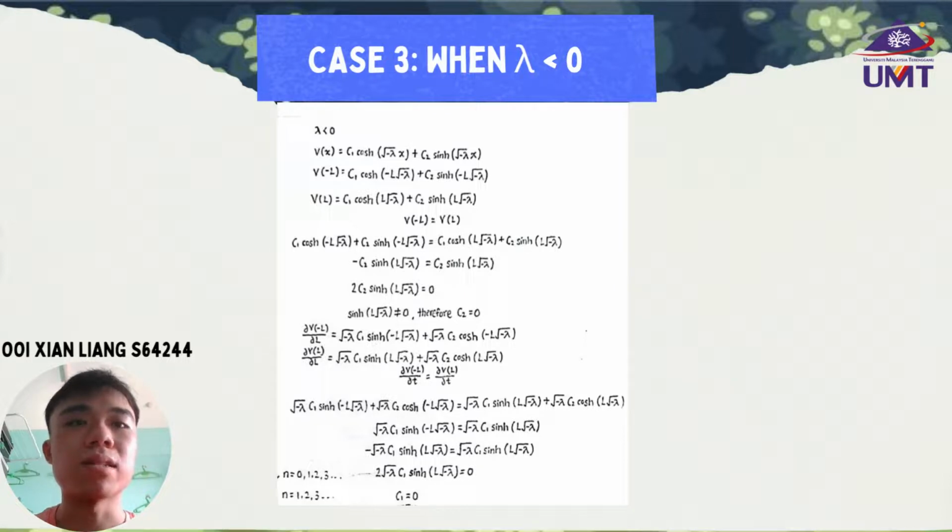Simplifying, √(-λ) C1 sin(-L√(-λ)) = √(-λ) C1 sin(L√(-λ)), so negative √(-λ) C1 sin(L√(-λ)) = √(-λ) C1 sin(L√(-λ)). Then 2√(-λ) C1 sin(L√(-λ)) = 0. So C1 = 0.